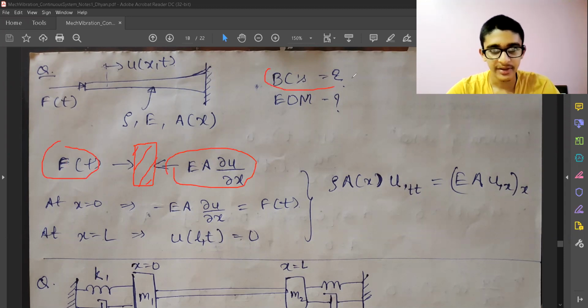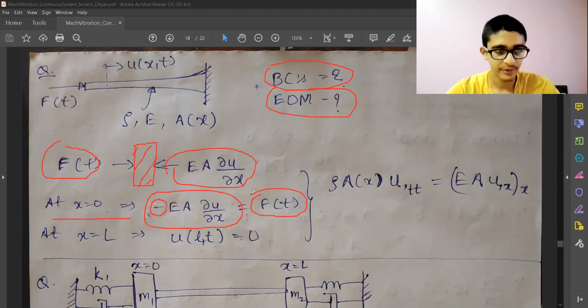And I need to write the boundary conditions and the equation of motion. The equation of motion is just that differential equation which we have derived, so it is not going to change at all, but we'll look at it. So the boundary conditions will be at x equal to 0, the internal force which is acting in the opposite direction to x should be equal to the external force f of t, and at x equal to L, since it is clamped, my displacement should be 0. So u of L comma t is 0. So displacement at L at all times t is 0.